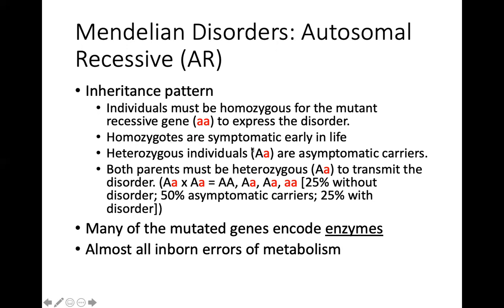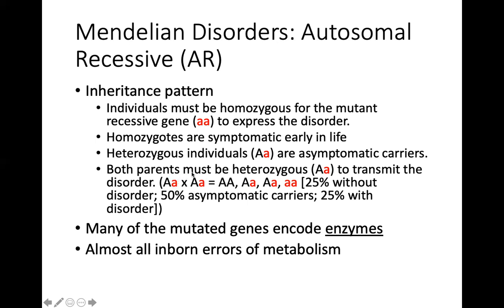Homozygotes are symptomatic early in life, sometimes right after birth; they can really have symptoms. Heterozygous individuals, with one recessive gene and one dominant gene, this is the affected one, are asymptomatic carriers. They have no symptoms because this is recessive and we have a normal dominant gene. Both parents must be heterozygous to transmit the disorder, meaning both must be asymptomatic carriers.